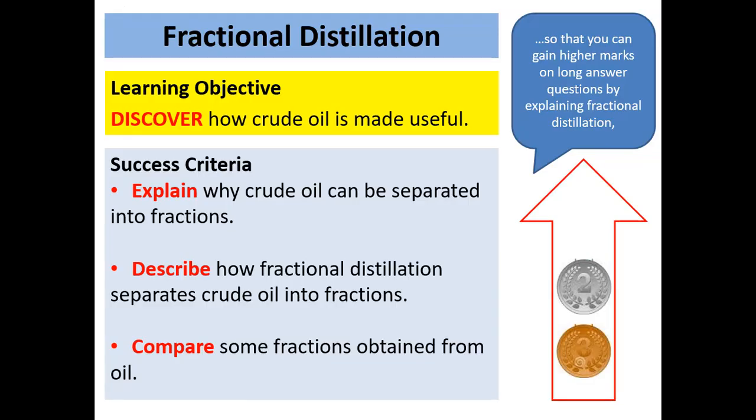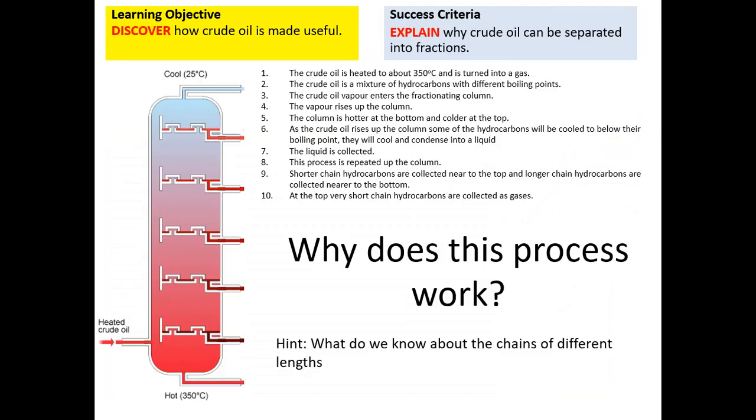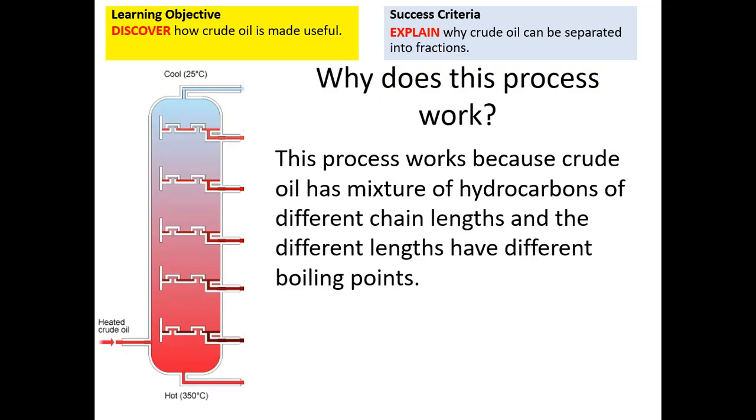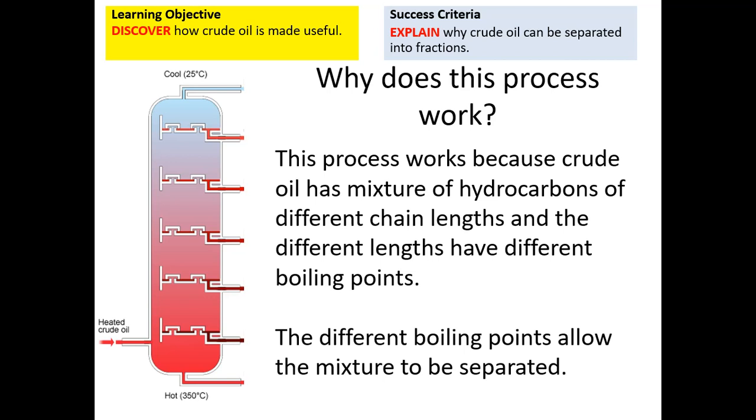Okay, so now we're going to look at why this happens, just to make it absolutely explicit, and then look at a couple of questions. So we've got the order, and we've asked, why does this process work? We've got a little hint that says, what do we know about the chains of different lengths? Basically this works because crude oil has a mixture of hydrocarbons with different lengths of chains, and these different lengths of chains have different boiling points. If they didn't, this would not work. The different boiling points allow the mixture to be separated, and they have different boiling points because of the different lengths of chain. So the longer the chain, the higher the boiling point, which we said right at the beginning. It's really important that you understand that and that you can apply it to this scenario.